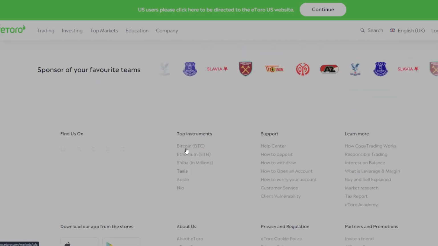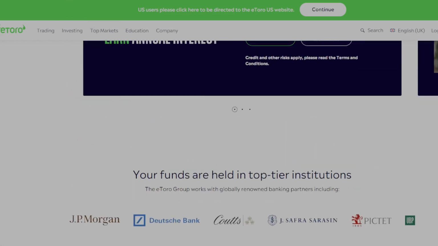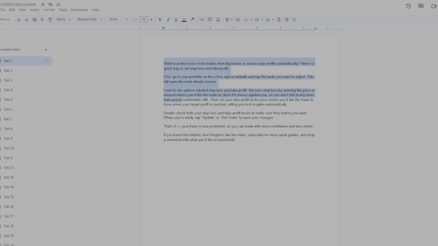Double check both your stop loss and take profit levels to make sure they match your plan. When you're ready, tap update or set order to save your changes. Now, your trade is protected, so you can trade with more confidence and less stress.